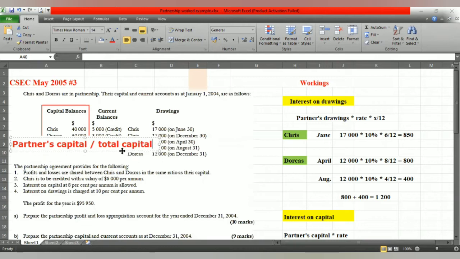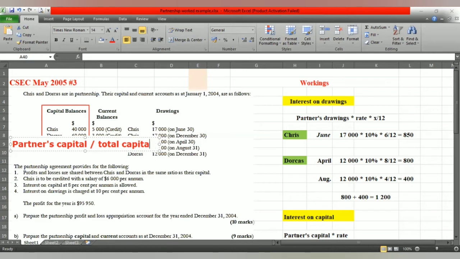So the ratio is sharing in the same proportion as the capital contributed by the partner, that is partner's capital divided by the total capital, and definitely you're going to calculate that on the amount of profit that is remaining in the business that you're sharing between the two partners.